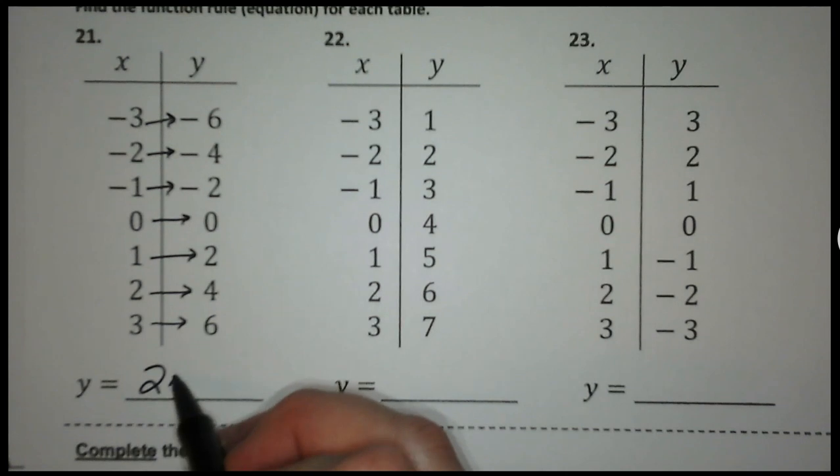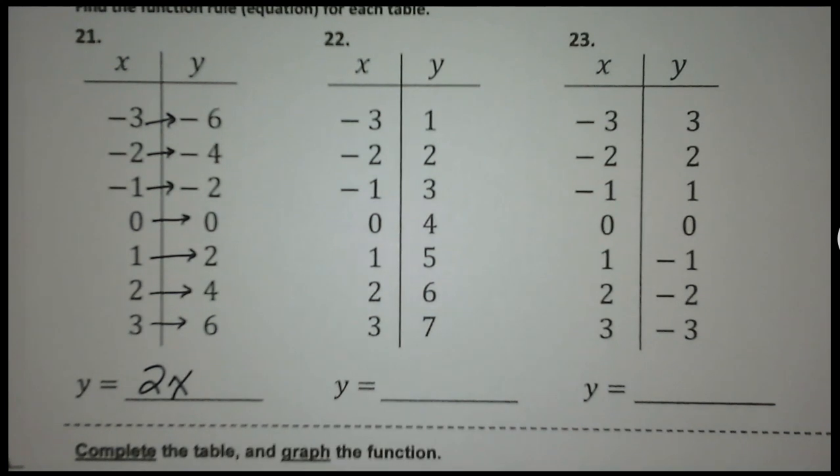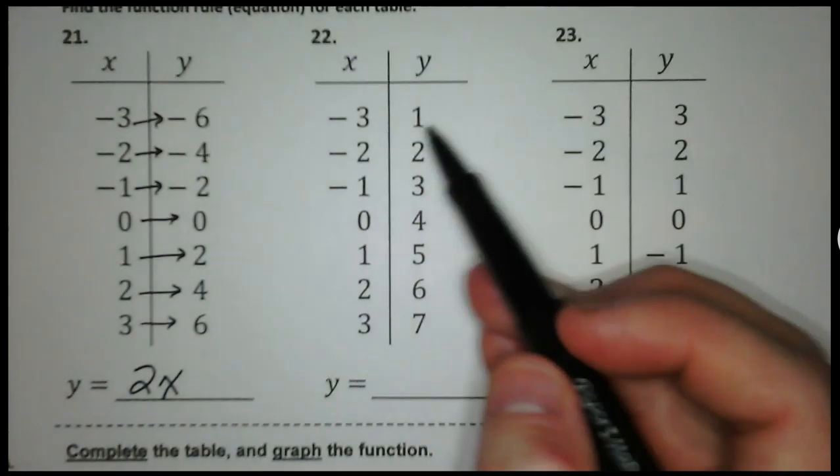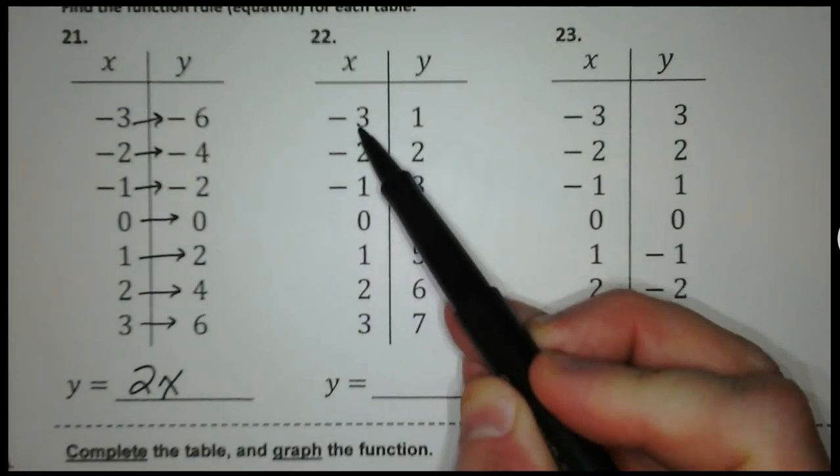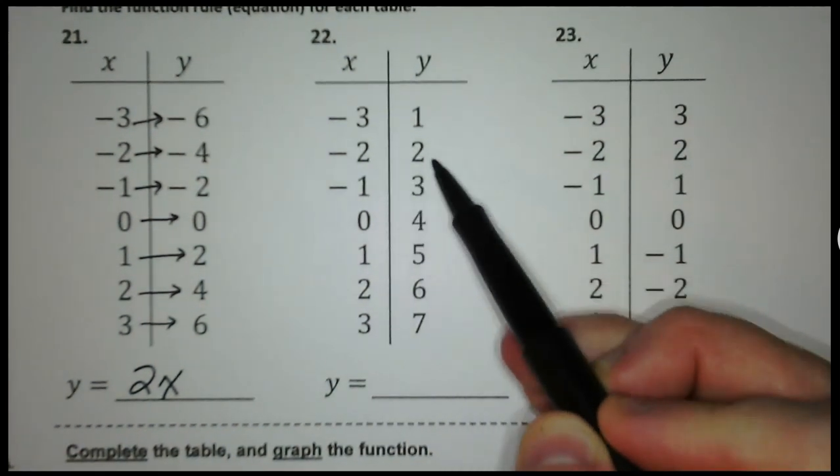It turns out that we are multiplying the x values by 2. So if you do 2 times x, it's going to equal y. So this equation is the answer. The y is going to equal 2 times the x. So y equals 2x. In number 22, -3 becomes a 1, and -2 becomes a 2.